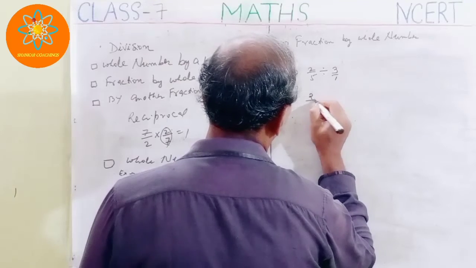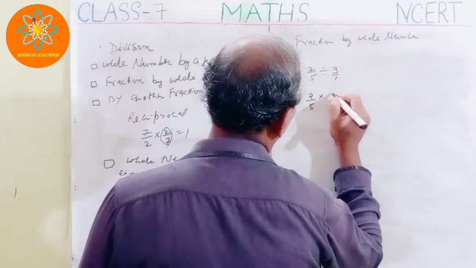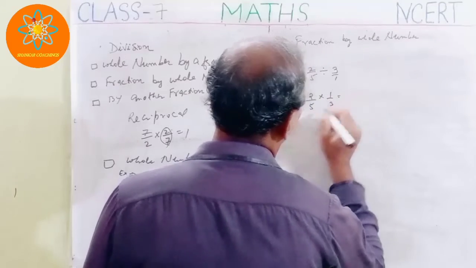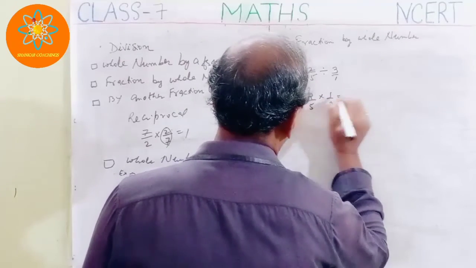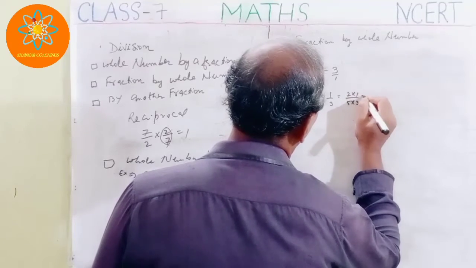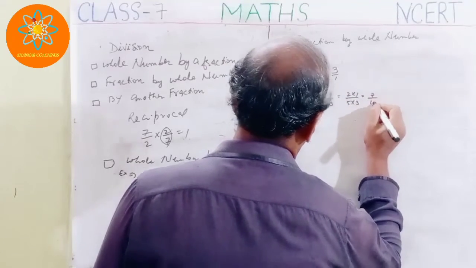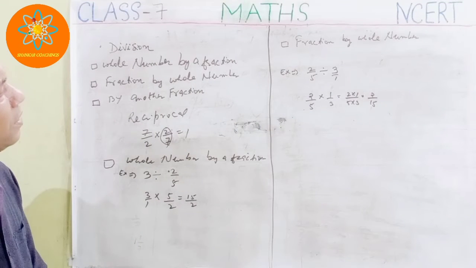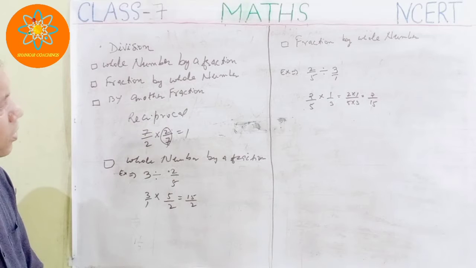So this is 2 by 5 into the reciprocal of this one, so 1 by 3. I multiply the numerator to numerator and denominator to denominator. So it is equal to 2 by 15. So this is how the division of a fraction by a whole number is done.